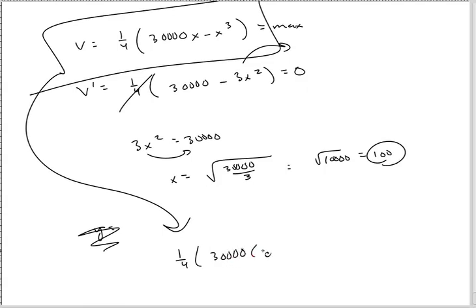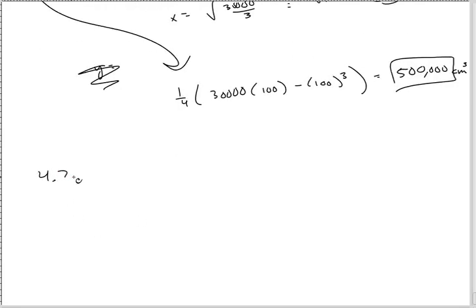So 30,000 times 100 minus the 100 cubed, and so on, and I got 500,000 cubic centimeters. And there you go. I did mine a little bit different, but in the end, it's all about the same.